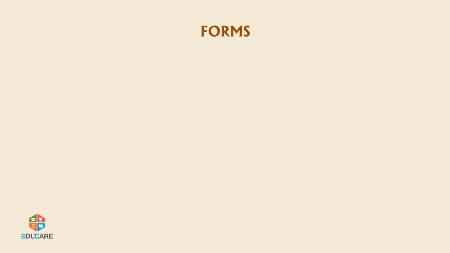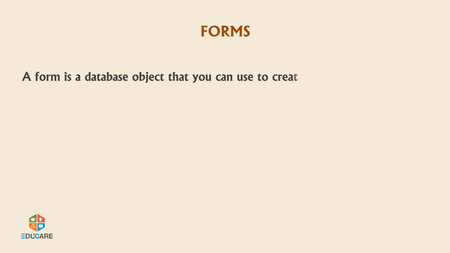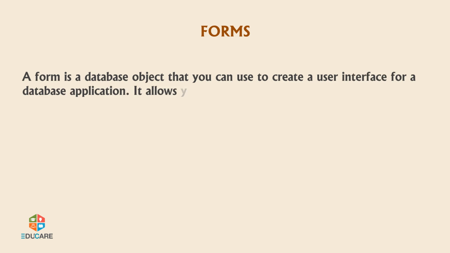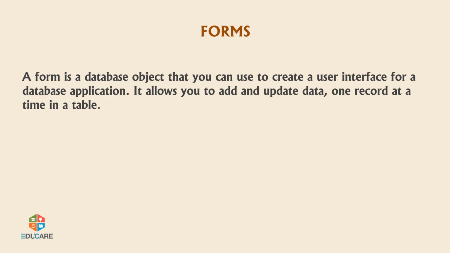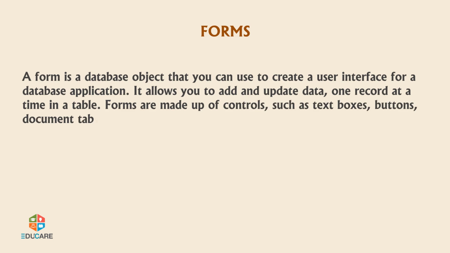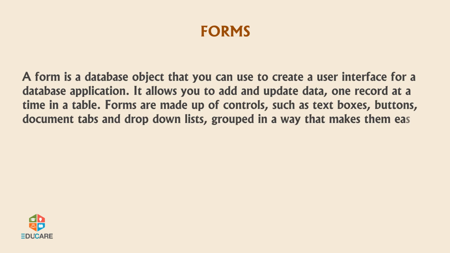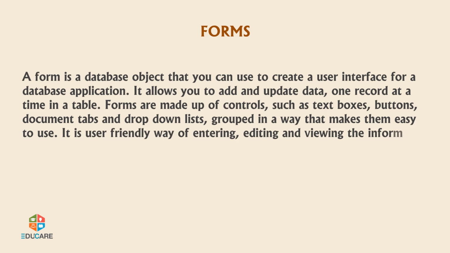Forms. A form is a database object that you can use to create a user interface for a database application. It allows you to add and update data, one record at a time, in a table. Forms are made up of controls such as text boxes, buttons, document tabs and drop-down lists, grouped in a way that makes them easy to use. It is a user-friendly way of entering, editing, and viewing the information in the table.